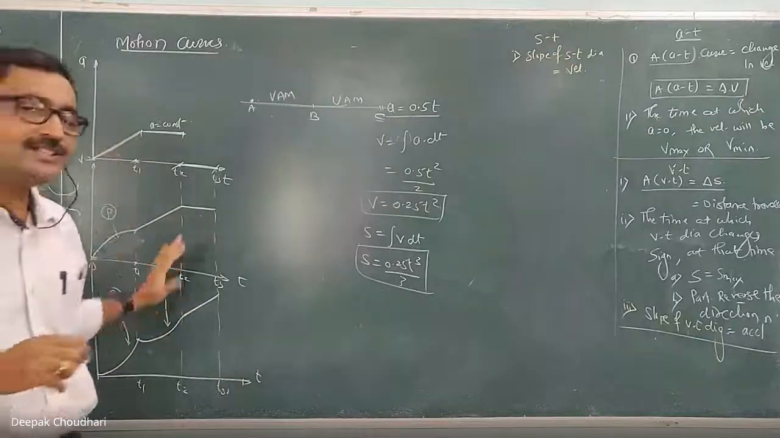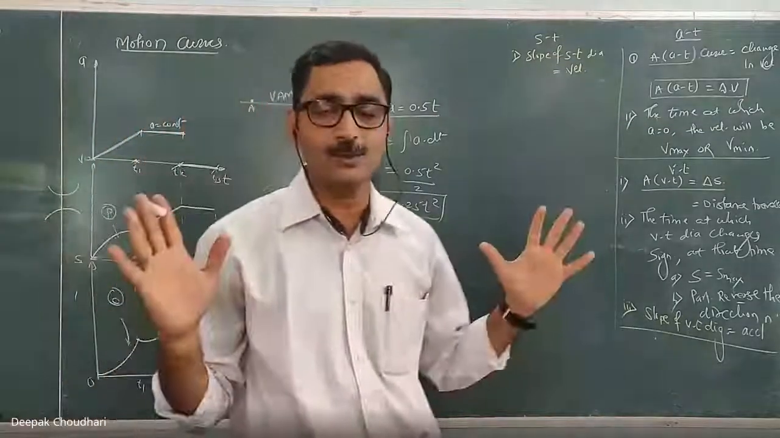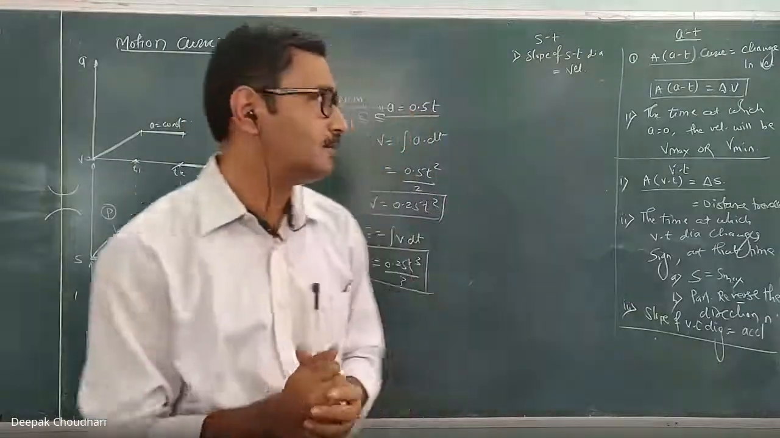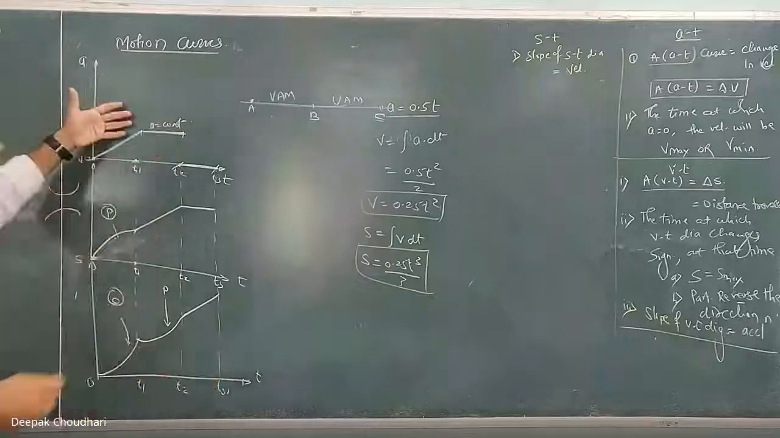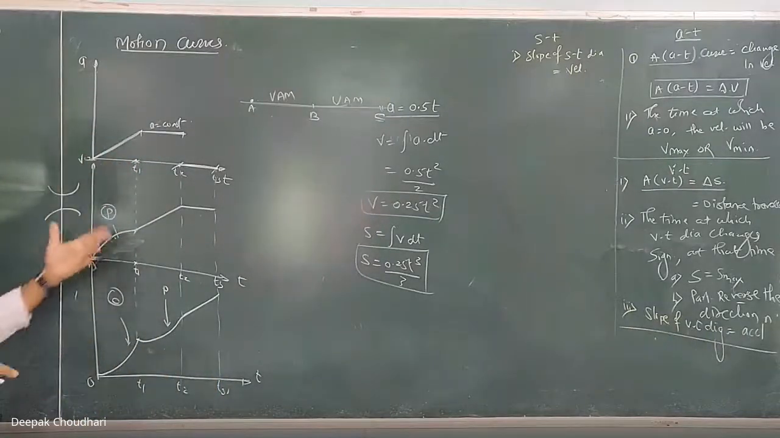Normally, the sum of the motion curve can be solved by using the equations of motion also. I am going to tell you that concept, how we can solve it. But normally in this AT, VT and ST diagram, we are going to use the properties of the motion curve to solve the sum.